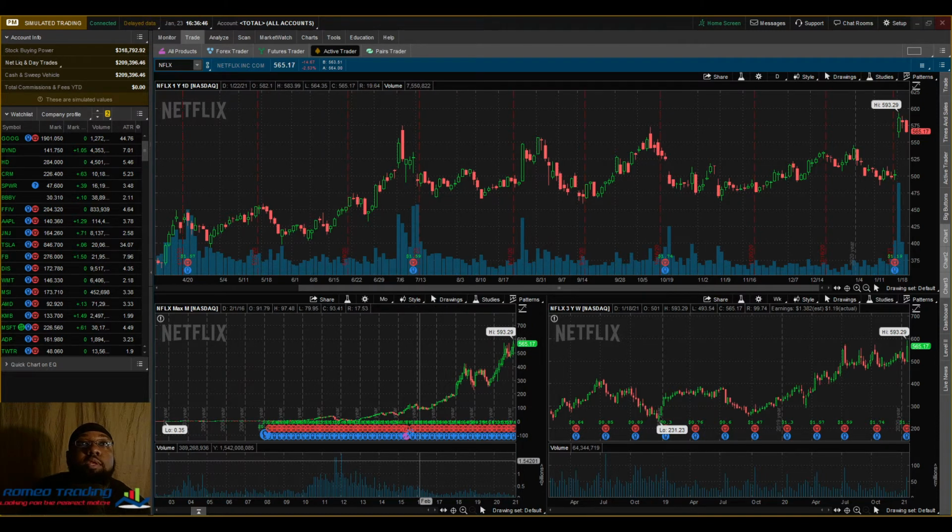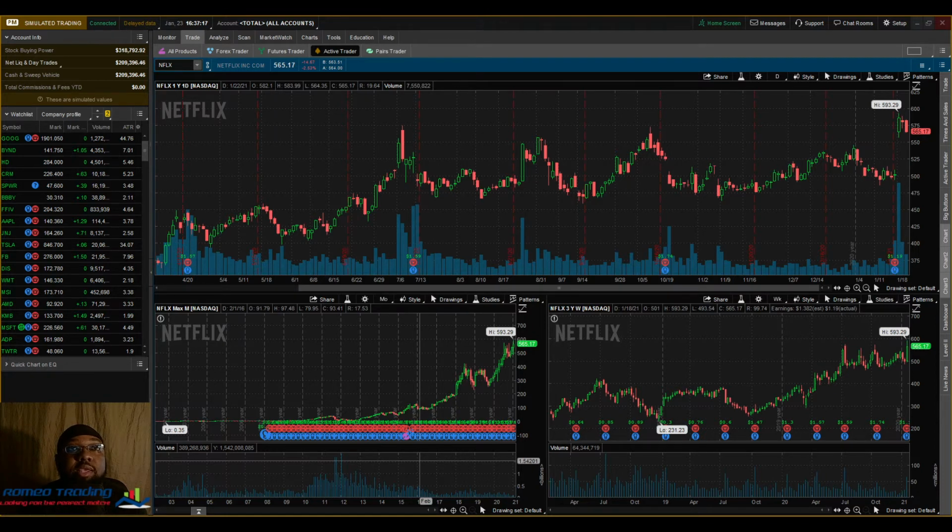Okay, so this is a paper trading account. This is not my actual account. As you can see, the stock buying power is 318,792. You can see my net liquid is 209,396, as well as my cash sweep being the same. Why is that the same? It's because I haven't bought any stocks. So as we start putting orders into the system, you're gonna start seeing those values change. That way you can kind of get into knowing exactly what you're looking at.